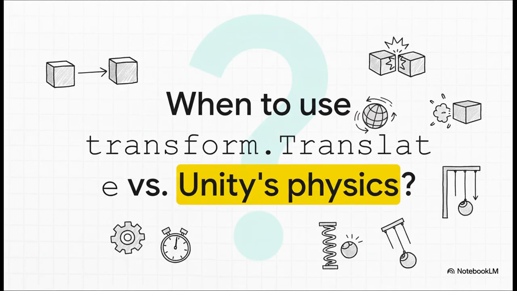So now you know exactly how to move things around with pure math using transform.translate. But you probably also know that Unity has a whole physics engine, right? With things like rigid bodies and adding forces. So the big question I want to leave you with is this. When should you use what we just learned, and when should you let the physics engine take over? Figuring that out, well, that's the next big step on your path to becoming a certified developer.